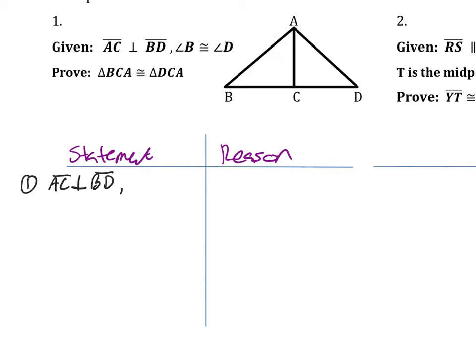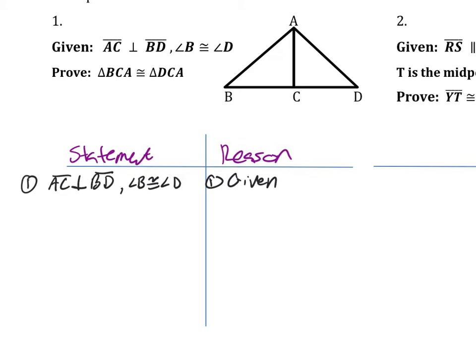Okay, and then angle B is congruent to angle D. And our reason for that is that we were given that information. Now, proofs, we do need an end, and our end goal here is to prove that triangle BCA, this kind of left triangle here, is congruent to triangle DCA, this sort of right triangle over here.